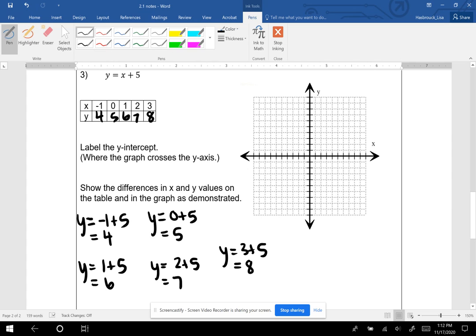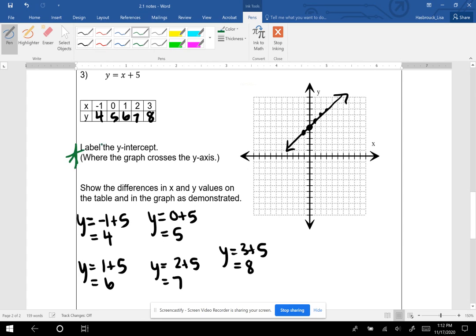Okay, so now I have all the points I need to plot. I'm going to go ahead and graph these. The first one is that -1, 4. So left 1, up 1, 2, 3, 4. The next one is 0, 5. So I don't go anywhere for x, but I'm going to go up 5 on the y-axis. For the third point, it's 1, 6. So I go right 1, up 6. Then we have 2, 7, and 3, 8. I'll go ahead and connect these with a line with arrows on either end.